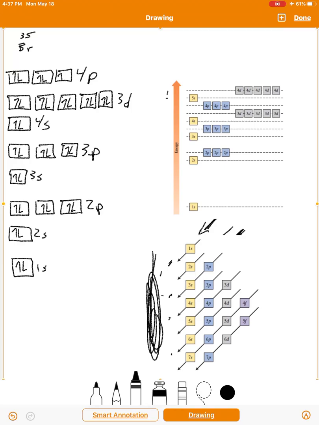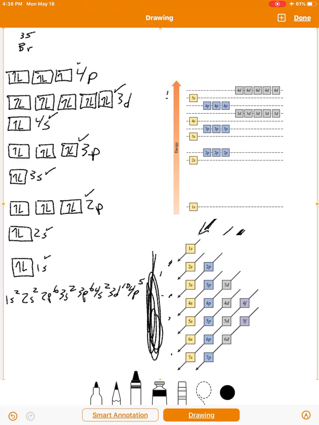That's the configuration. Let's do the shorthand notation. 1s2, okay, there's 2 in there. 2s2, there's 2 in there. There's 6 over here. 2 here. 6 here. 2 here. 10 here. And then 5 here. And there you go. There's your electron configuration as a shorthand notation for the bromine.